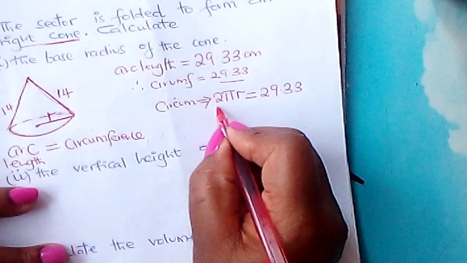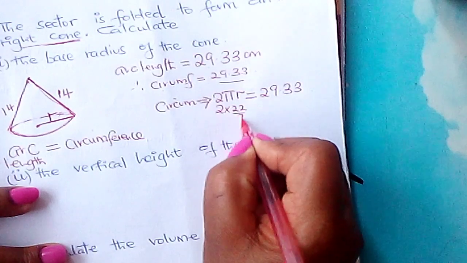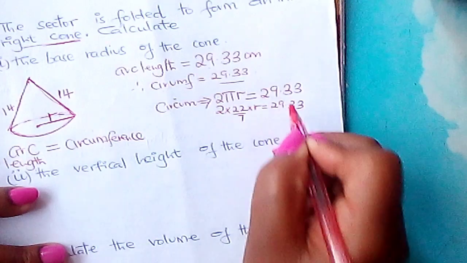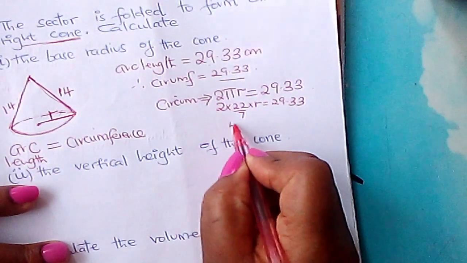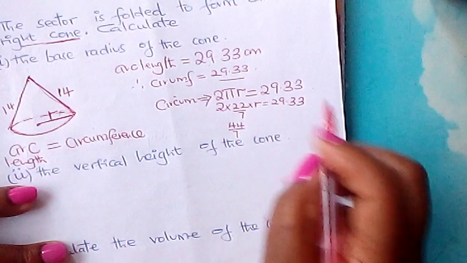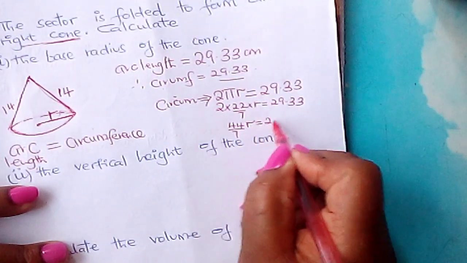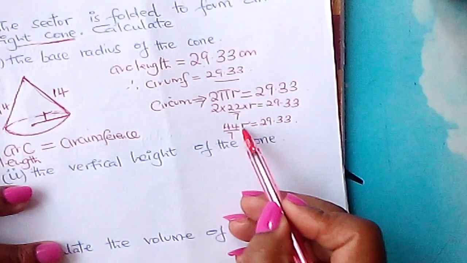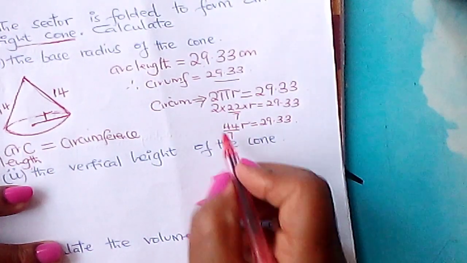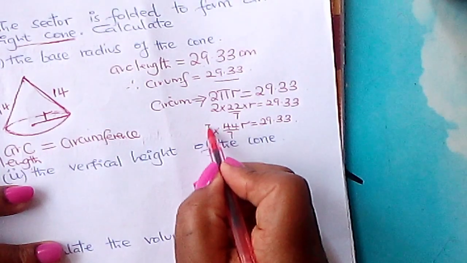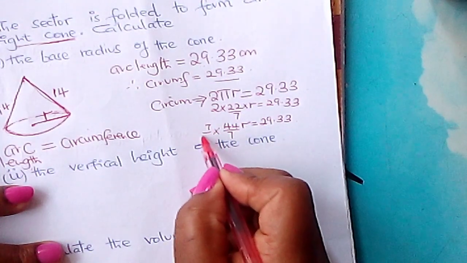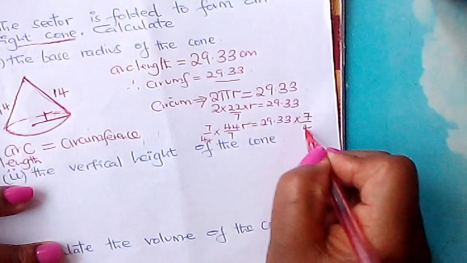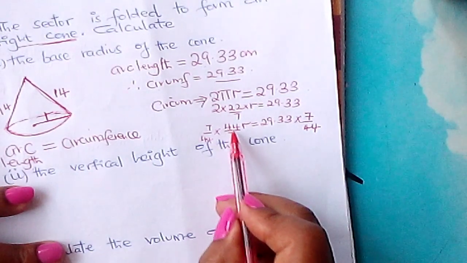And so, from here we fix 2 times 22/7 times r is equal to 29.33, learner. From there we talk of 44/7 r is equal to 29.33. So how do we get our r, learner? You multiply both sides with the reciprocal. The reciprocal of 44/7 is 7/44. There you multiply by 7/44.